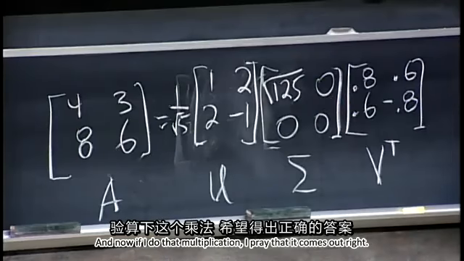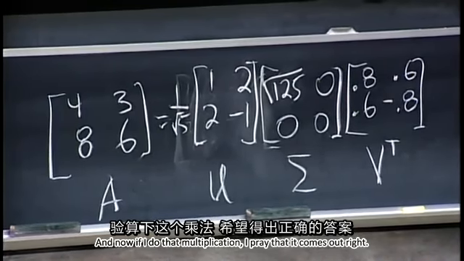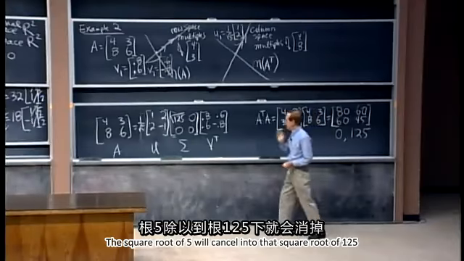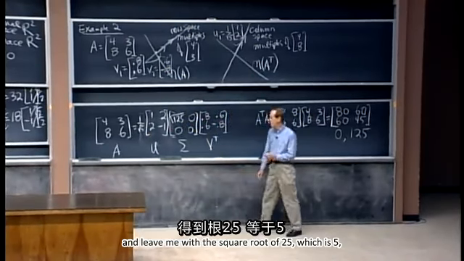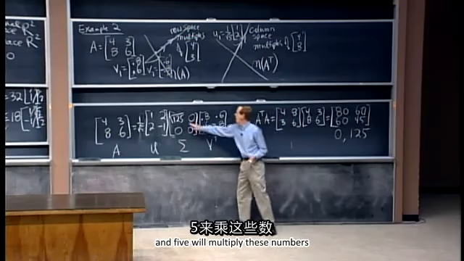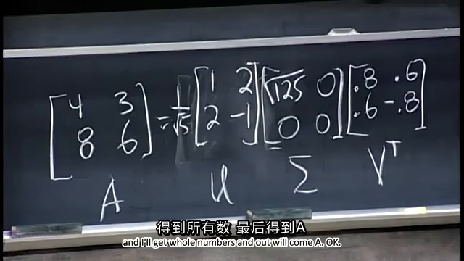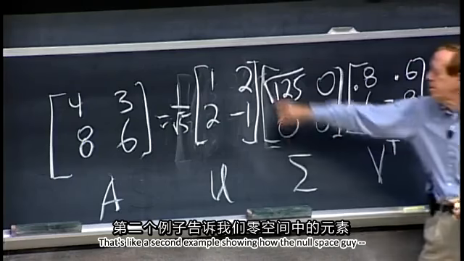And now if I do that multiplication, I pray that it comes out right. The square root of 5 will cancel into that square root of 125 and leave me with the square root of 25, which is 5. And 5 will multiply these numbers, and I'll get whole numbers, and out will come A. Okay. That's a second example showing how the null space guys work.